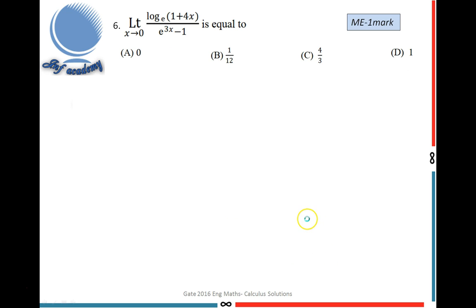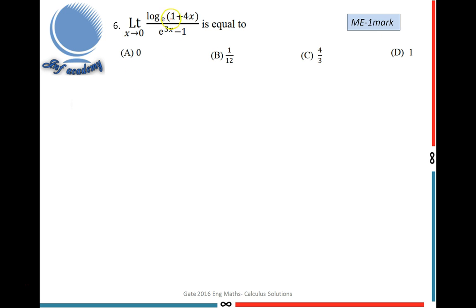Now, sixth problem. Limit x tends to 0, log of 1 plus 4x divided by e power 3x minus 1 is equal to what? We have to find the value of the limit as x tends to 0. This question is from the ME department. It has 1 mark. First, I substitute the limit.